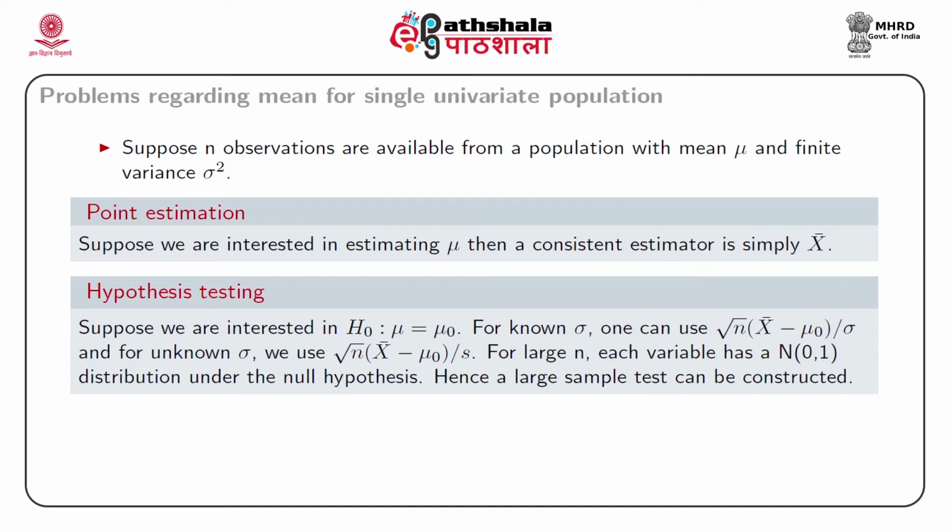Actually, it follows from Slutsky's theorem that under certain conditions s converges in probability to sigma, and therefore asymptotically the statistics square root of n (x bar minus mu naught) by sigma and square root of n multiplied by (x bar minus mu naught) by s are equivalent. However, if sigma is unknown, we need to use the latter statistic. So for large n, each variable has a standard normal distribution under the null hypothesis, and hence a large sample test can be constructed using this statistic.